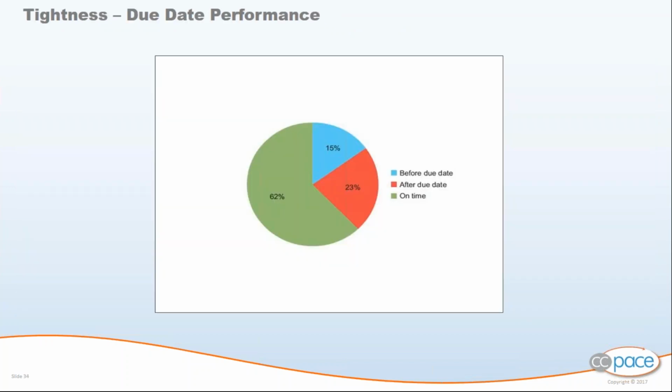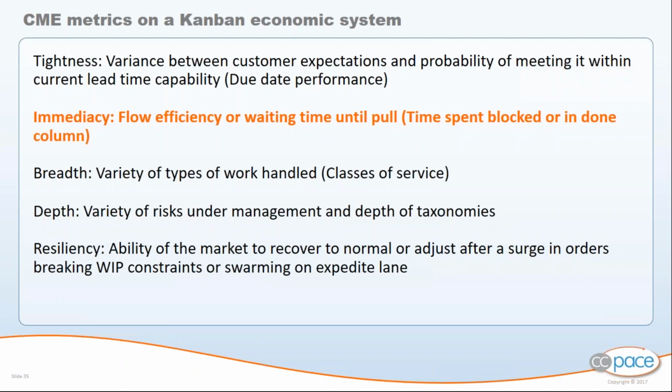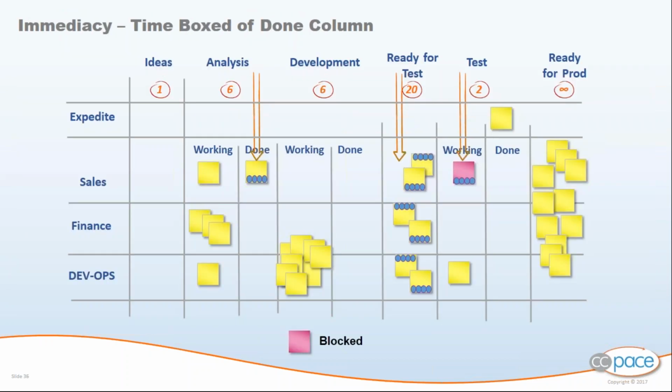So that's an example of tightness. Easy metric, visual, everybody can understand. On my delivery, I was 62% on time, 22% I was after due date, and 15% I was before. Easy to understand. Immediacy is the flow efficiency. So when you see the number of days that I have in any done column on a ticket, I count them. When they're in a state of ready also, they're not being worked on, so I count them. And when they're blocked, I can actually see what percentage of the time I'm actually working on tickets.